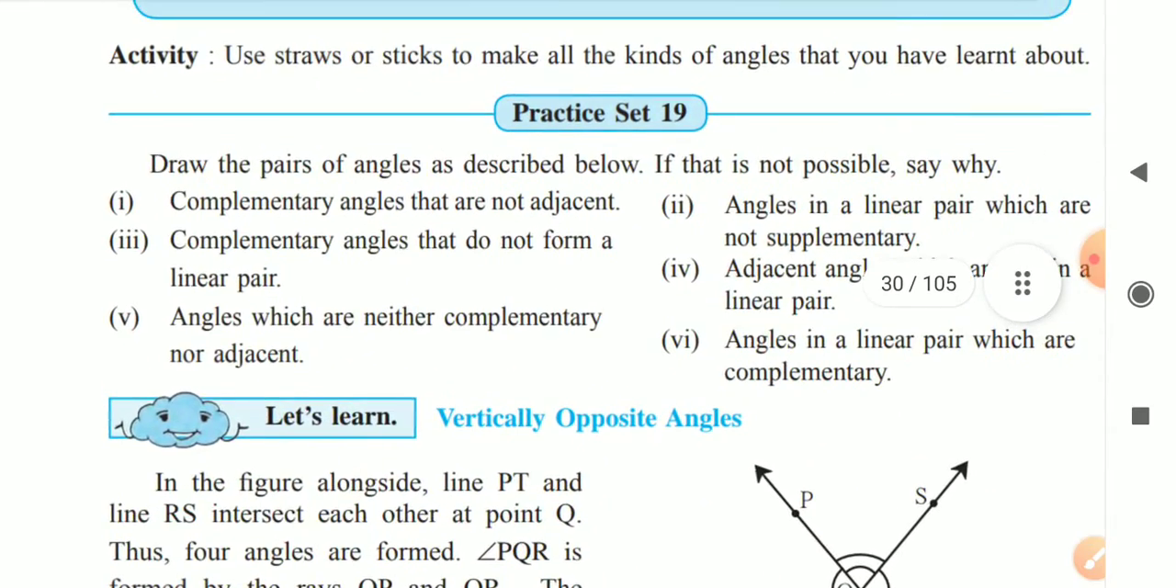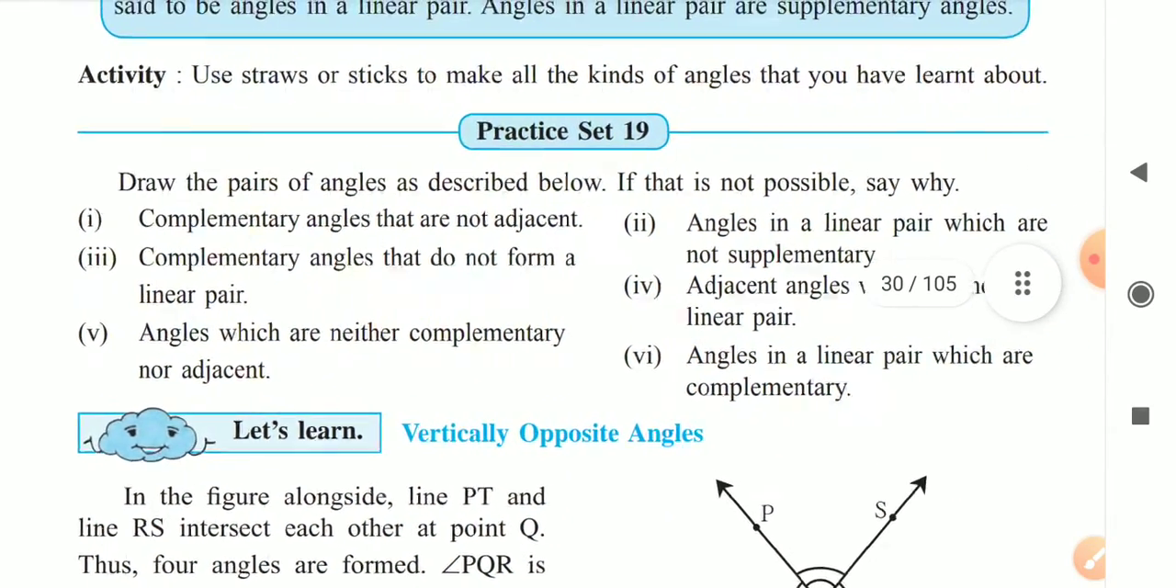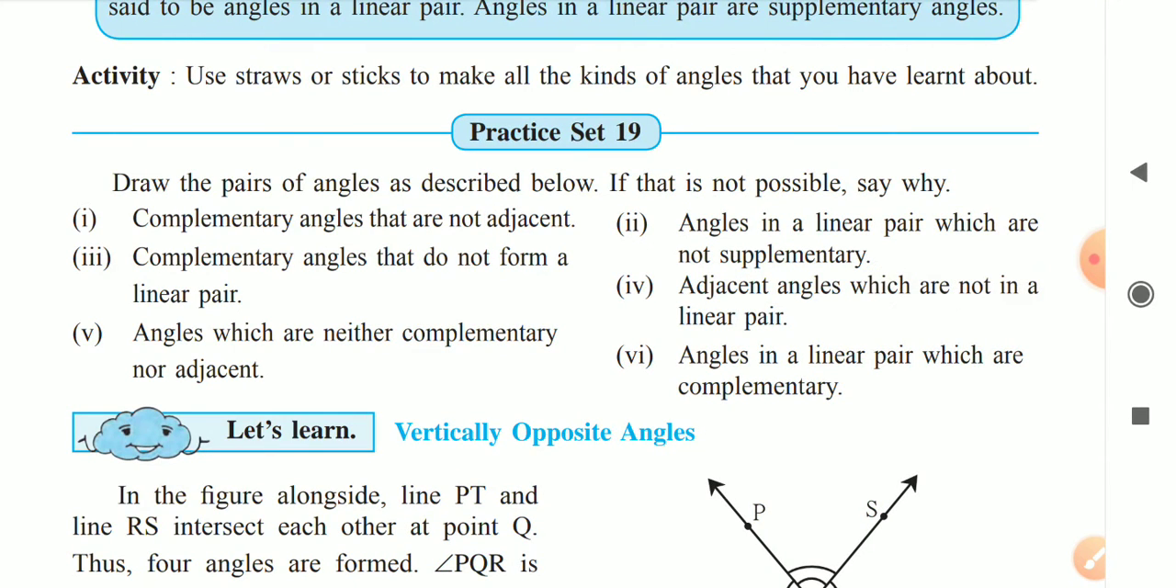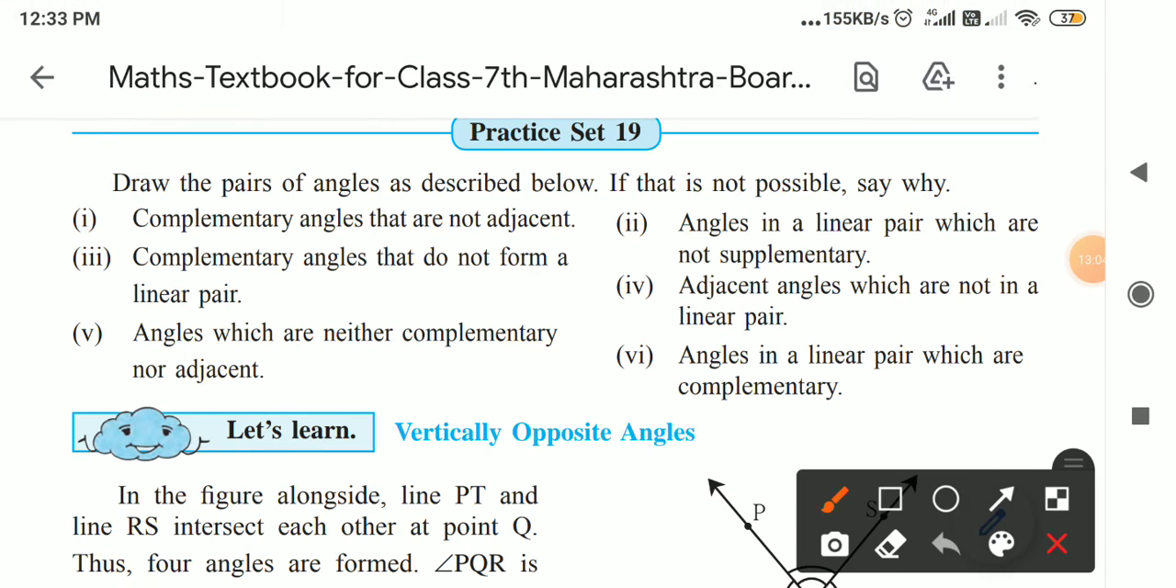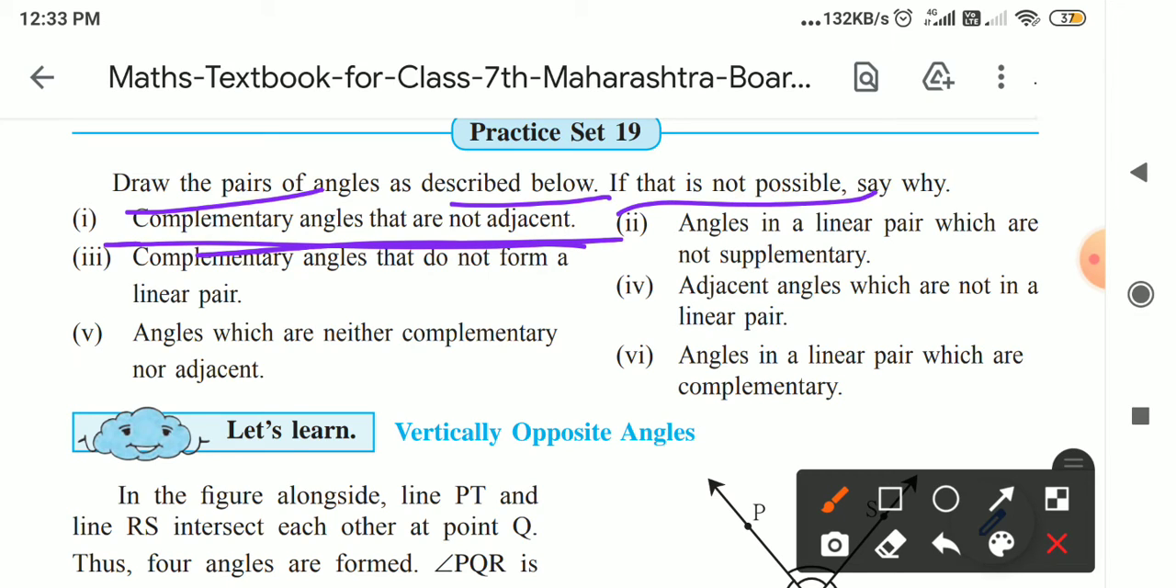Here you have to solve practice set number 19 as today's homework. If you are not able to solve this, no problem, I will show you how to solve it. I will explain what to do and you just do it. Draw the pairs of angles described below. We have to draw these angles, and if that is possible, say why.